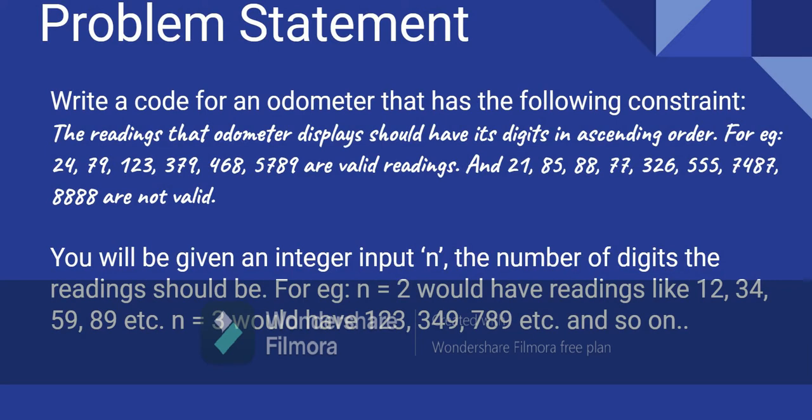Now you'll be given an input n, which is actually the size of the odometer. Or in other words, it tells you the number of digits that the odometer readings would have. Here I'll give an example. If the input is 2, then the odometer would have readings of 2-digit numbers like 12, 34, 59, etc. If it would be 3, the readings could be 123, 349, etc.